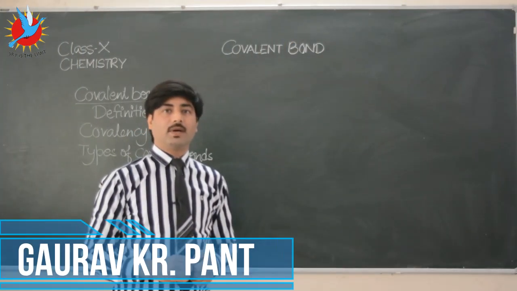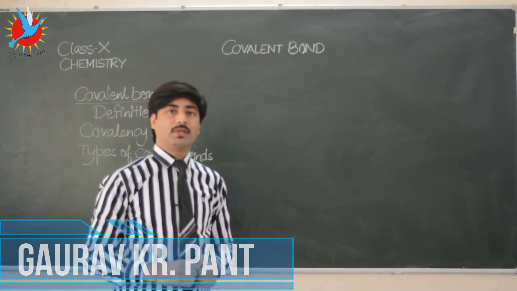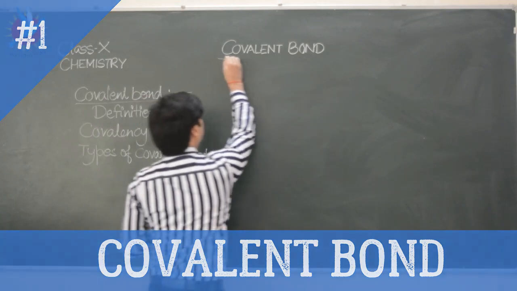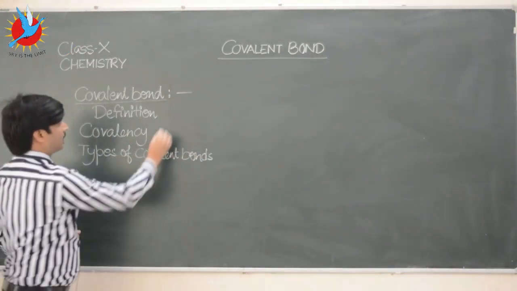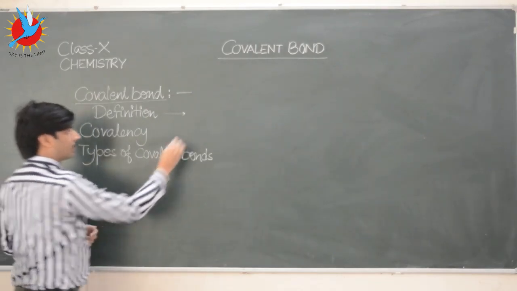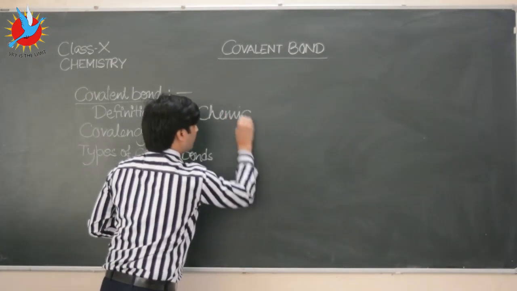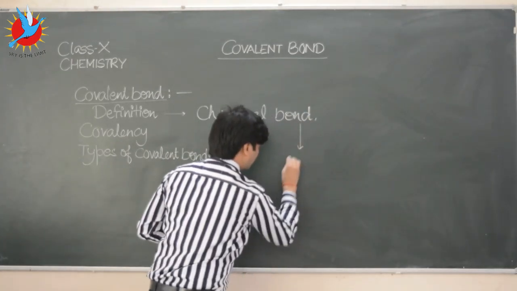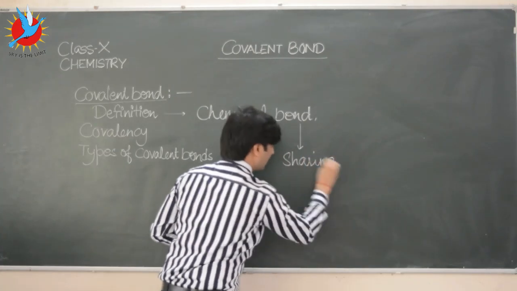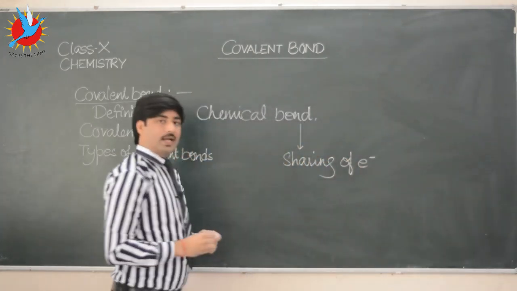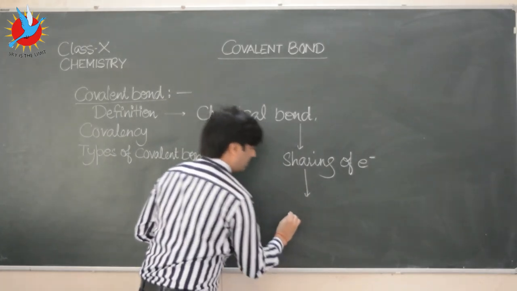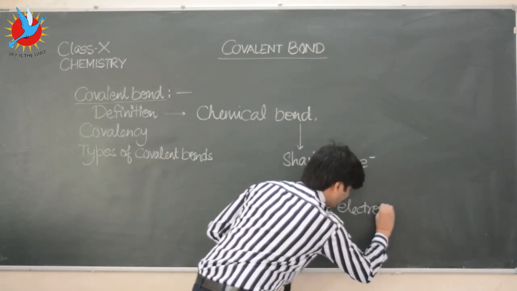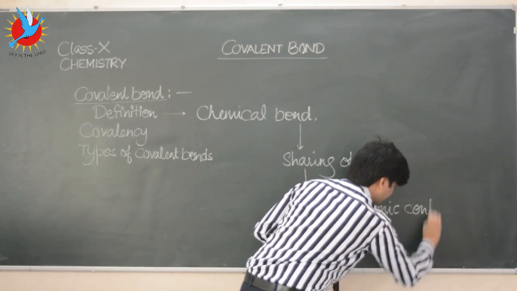Hello student, in our last video we discussed the ionic bond. Now today we will discuss the covalent bond. So first, the definition of covalent bond. A covalent bond is a type of chemical bond which is formed by the sharing of electrons between two atoms so that they can get the stable electronic configuration of the nearest noble gas.